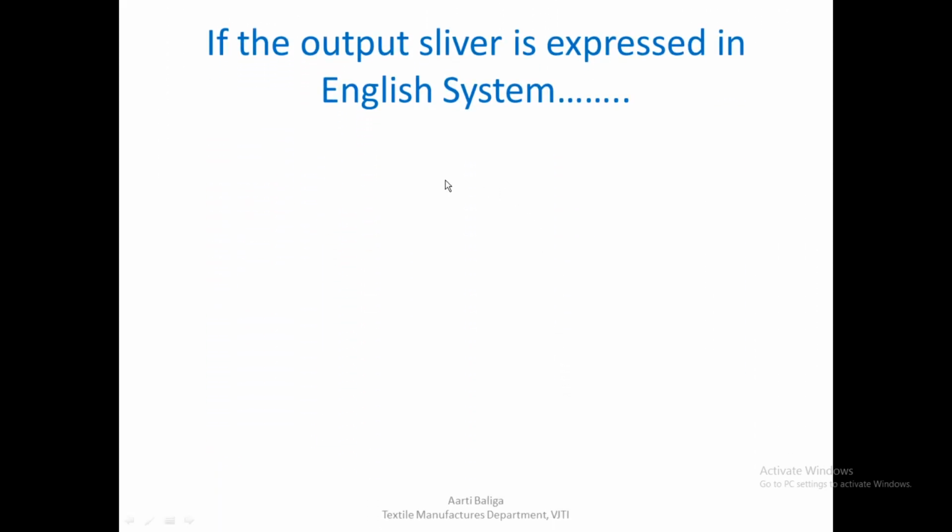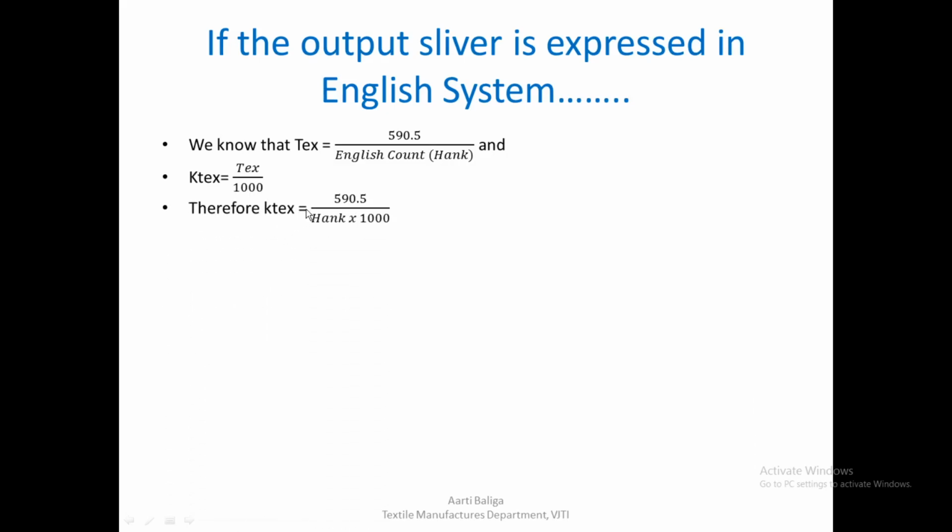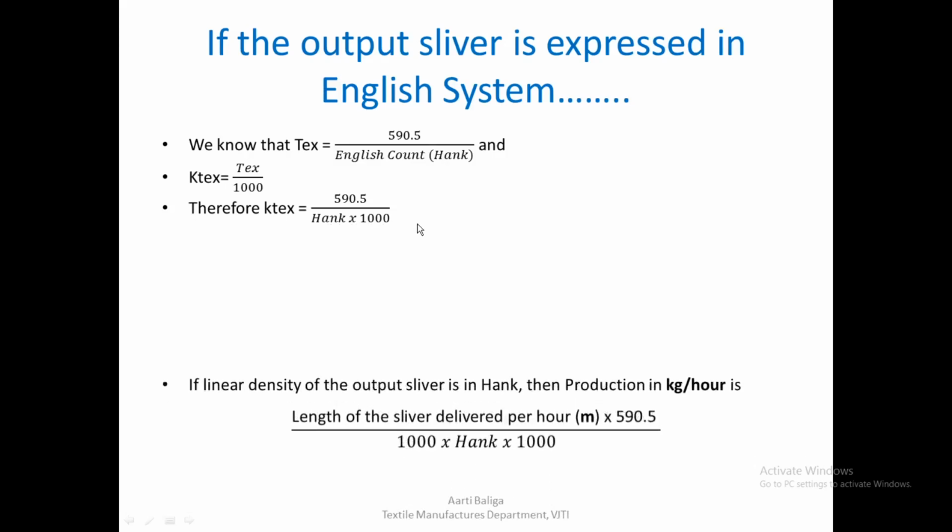What happens if the output sliver is expressed in English system instead of direct system in ktex? It is given in say Hank. In that case, we already know that tex is equal to 590.5 divided by English count, and kilotex is tex by 1000 as per the definitions of both of them. So combining this, I can say ktex is 590.5 divided by Hank into 1000.